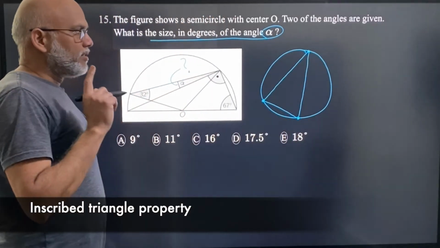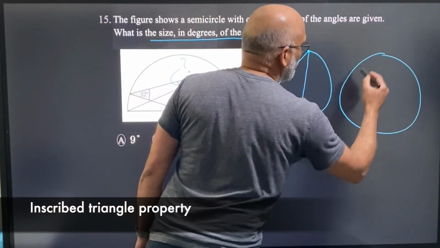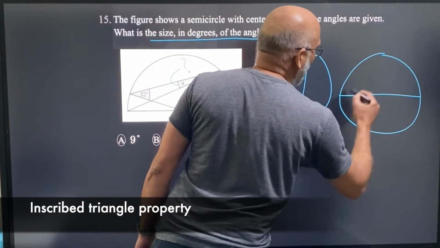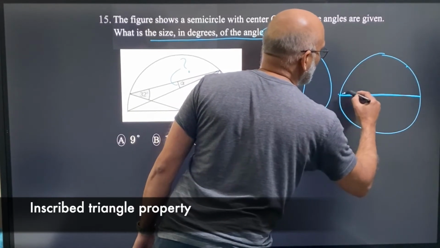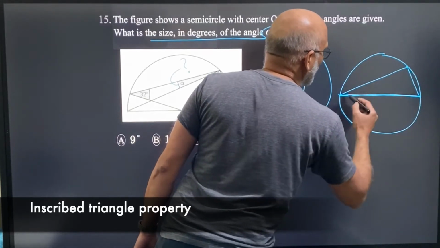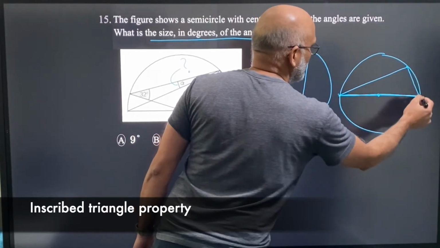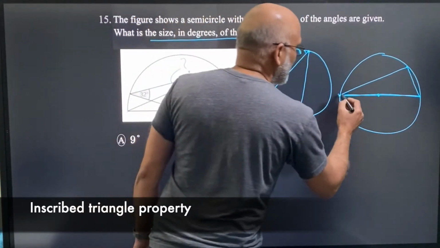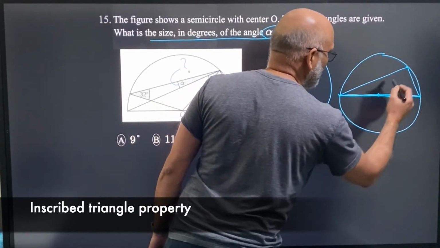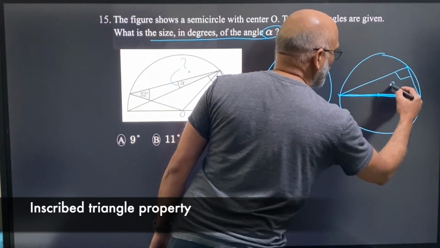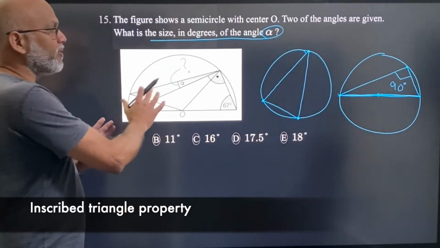Now there is one nice property of an inscribed triangle, and that is if one of the sides of the triangle happens to be the diameter of the circle, then no matter where the other vertex is, this is also an inscribed triangle because all three points are on the circle. But this is a special inscribed triangle. One side is the diameter of the circle. Then this angle is always 90 degrees. Always. So if you remember that, this problem becomes very easy.